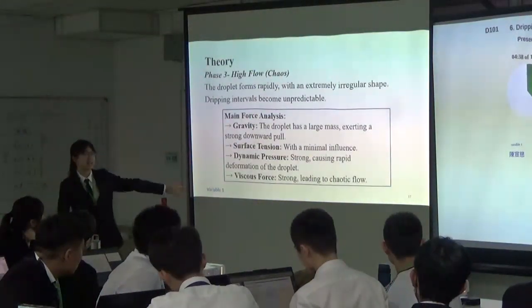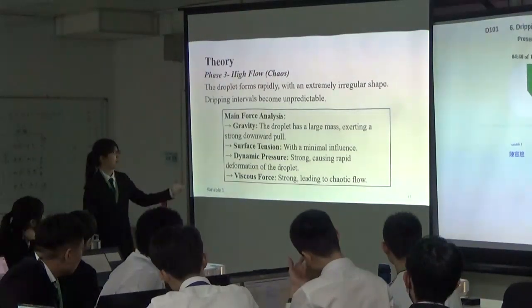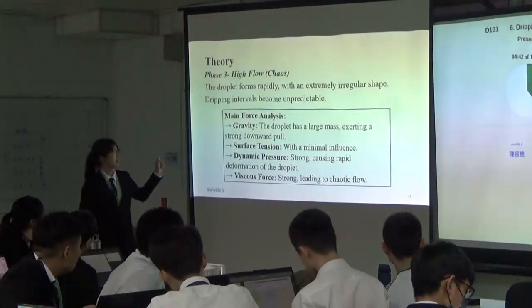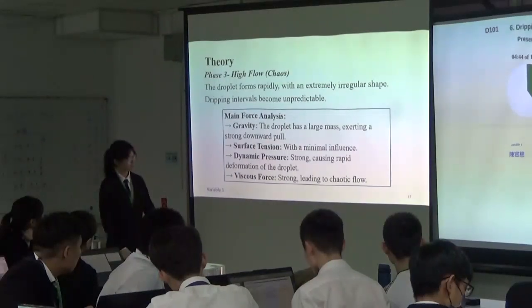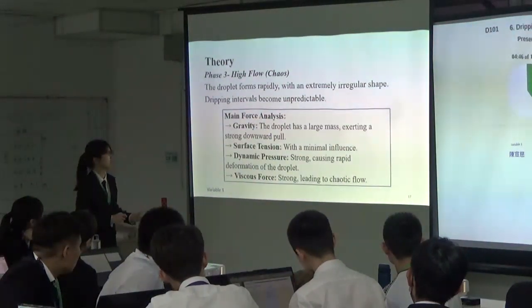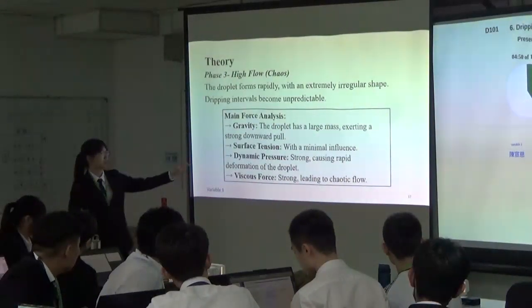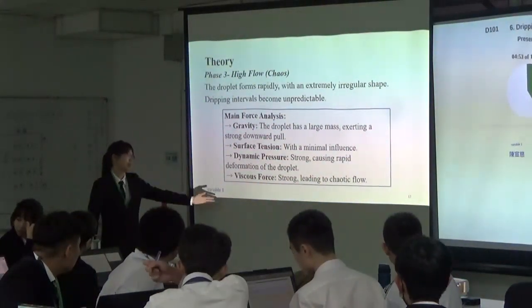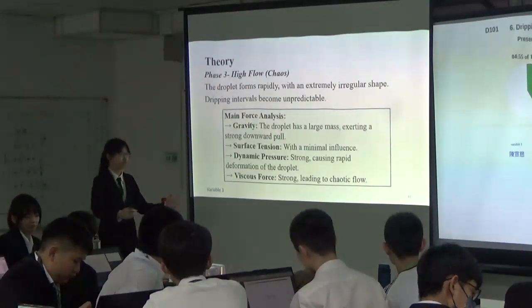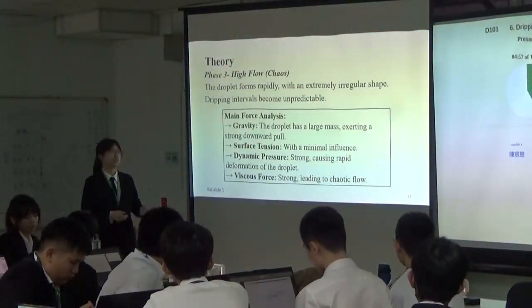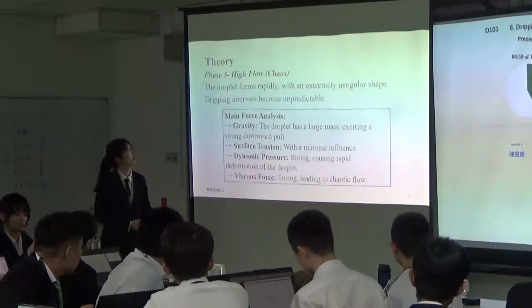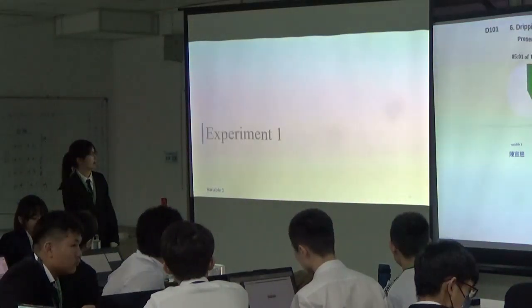And the last stage is high flow rate, which is chaos. Here, gravity exerts a strong downward pull because the droplet is reduced. The surface tension has a minimal influence. The dynamic pressure and the viscous force are very strong, and they cause the liquid shape to be irregular. And here's our experiment 1.